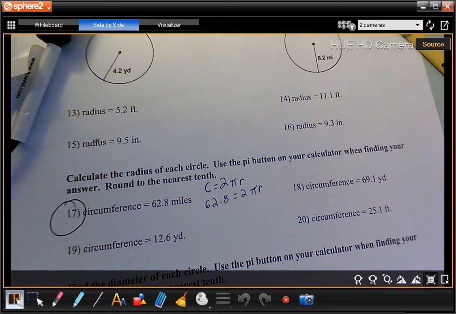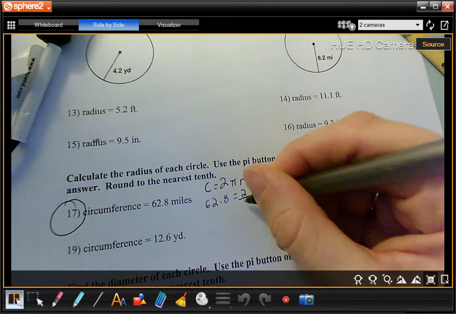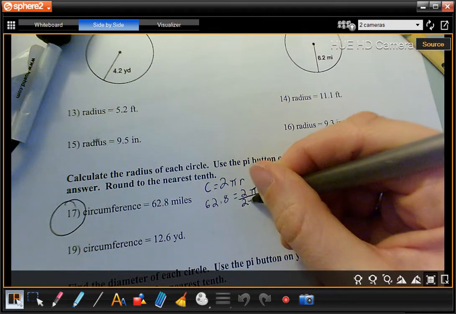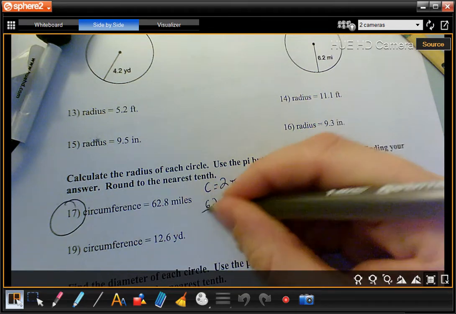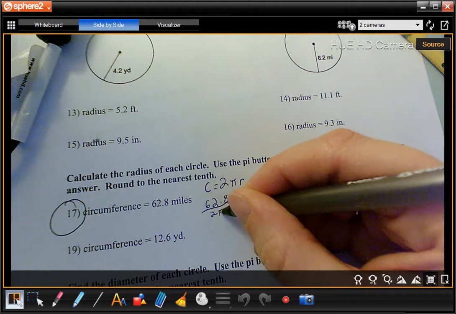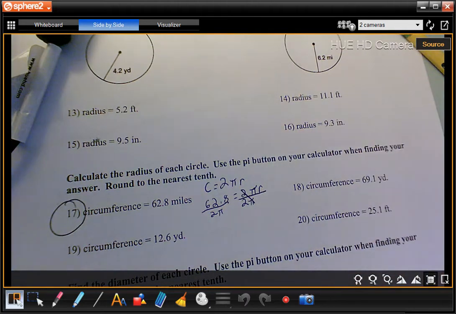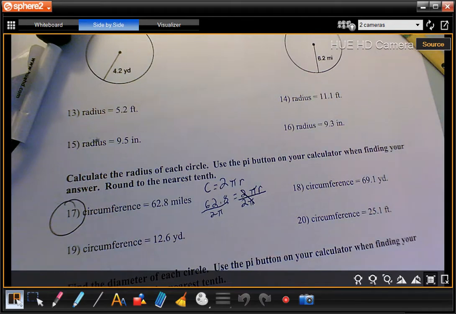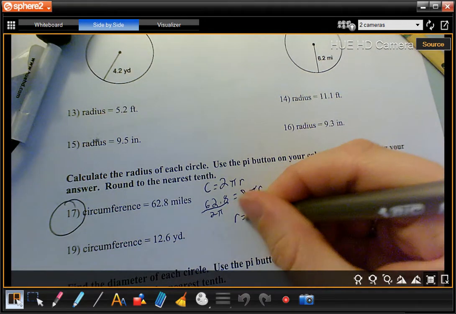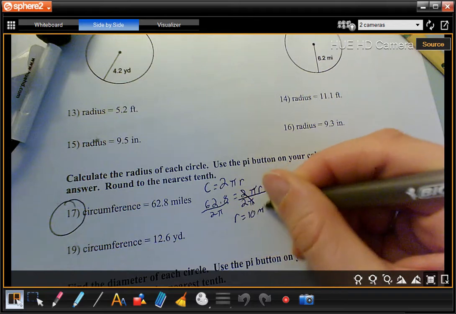The 2 and pi are all multiplied by r. So I can divide, and I like to do it at once. I take the 2 and the pi and divide by 2 and the pi, and again you can say 3.14 instead if you don't have a pi button on your calculator. And I get the radius equals 10 miles.